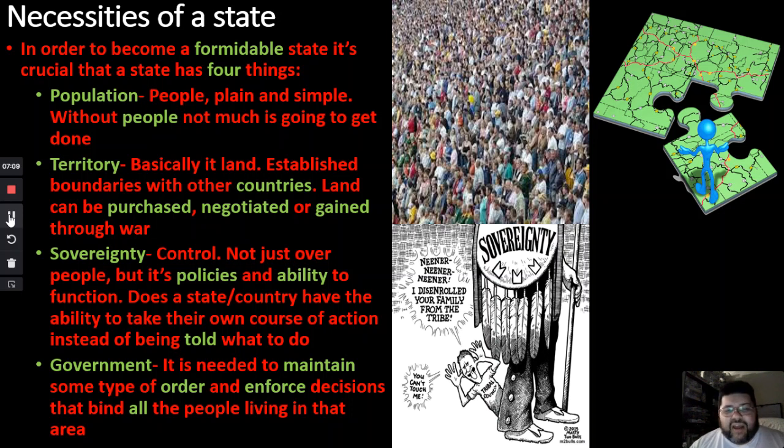Now, how do countries get land? Well, one of the ways is by purchasing it. They'll buy it from other countries. It's been done before. The United States has bought a large chunk of land, basically the middle part of our country, from France for $15 million.